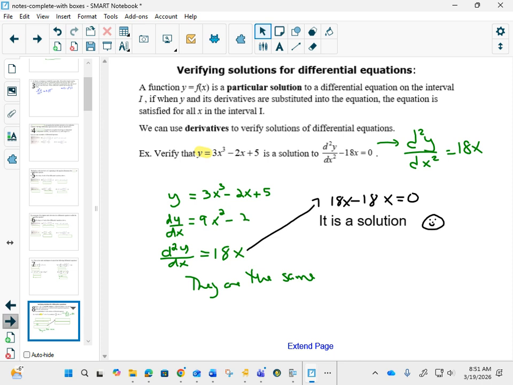So if you had a particular solution and you wanted to verify it works, it's much easier to take the derivative of that and see what it looks like, rather than integrate with the plus c and then the plus d and wonder, is this a possibility?